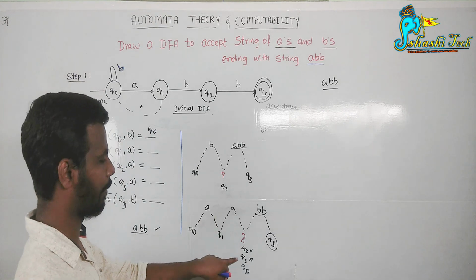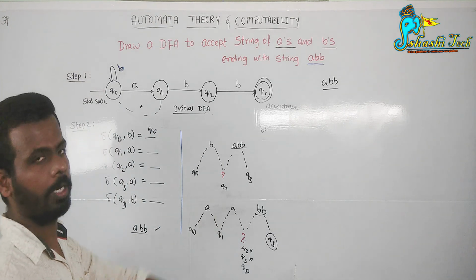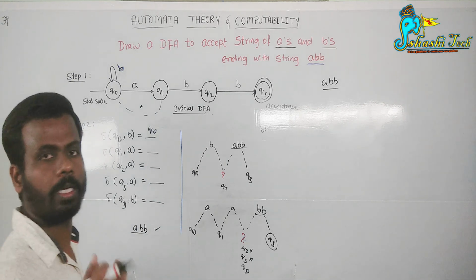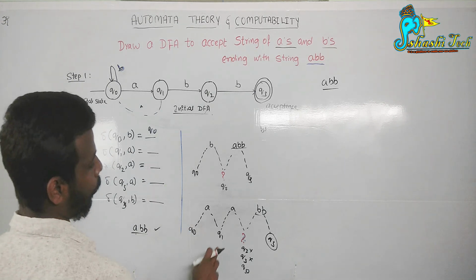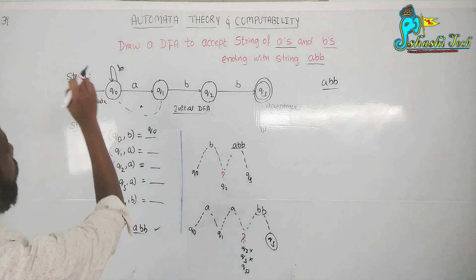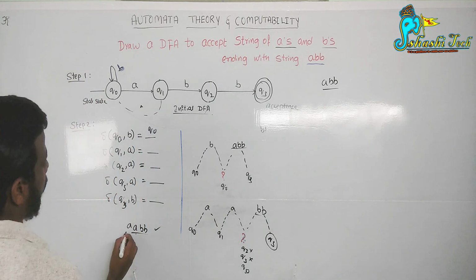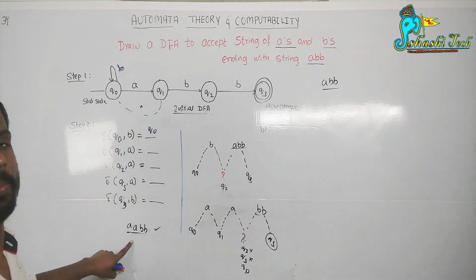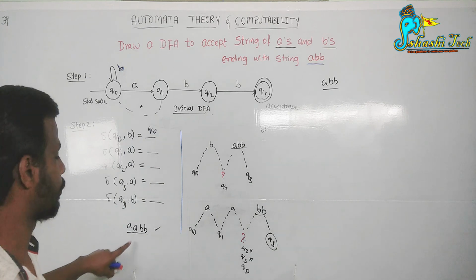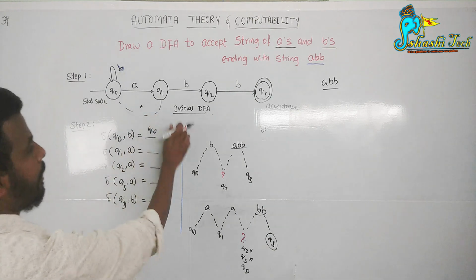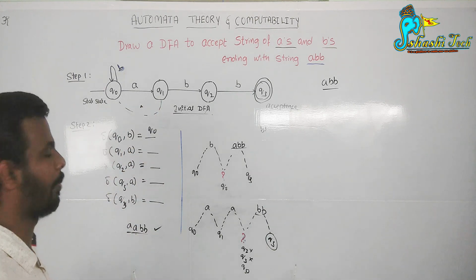Q1 upon accepting A, what should be done? Q2 is not possible. Q3 is not possible. We shall write Q0. I will consider your answer: Q1 upon accepting A reaches Q0. Okay, let us consider a string like this. According to the question, should this string be accepted or not? Yes, it must be accepted. But according to this DFA, the string is not going to be accepted.